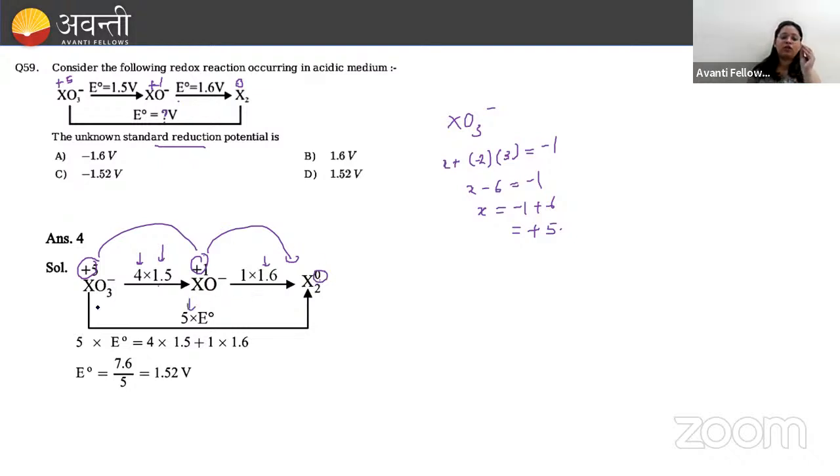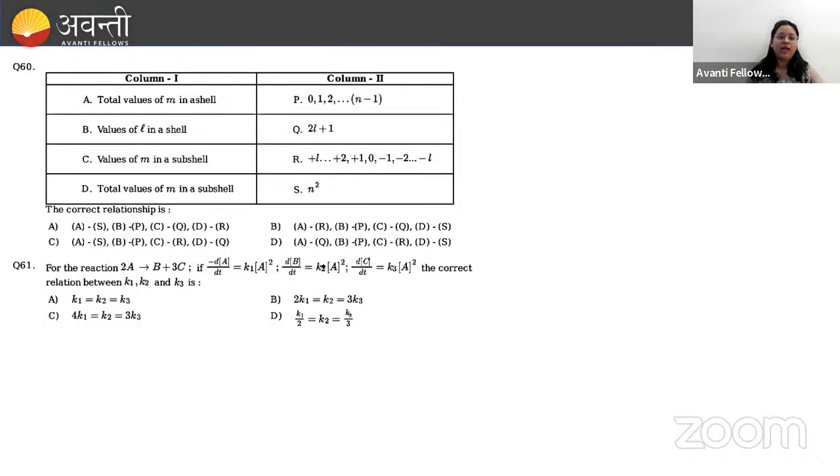So just do this multiplication and addition. 4 into 1.5 plus 1 into 1.6. When you calculate this, you will get the answer 1.52 volt. That is on the positive side, not negative. So our answer will be D. Any doubts in this? Okay, now let's move on to the next problem.